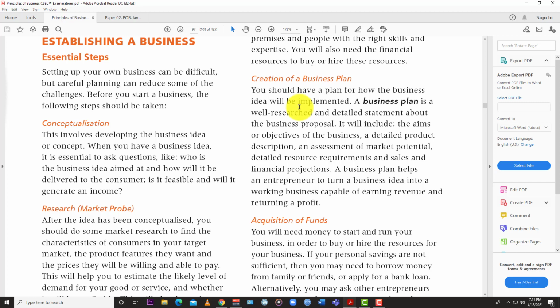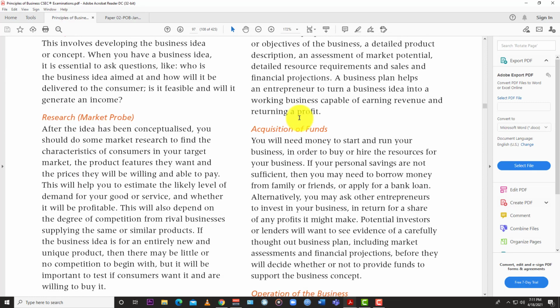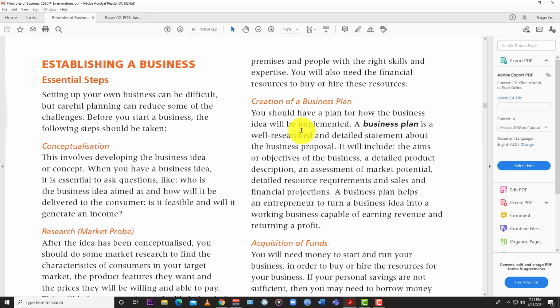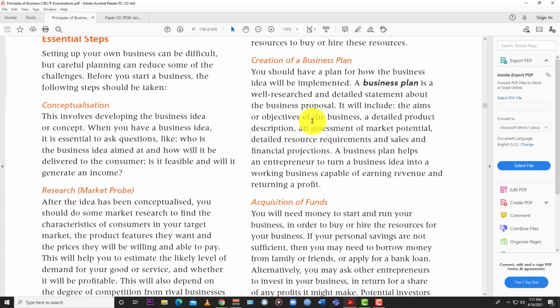Then you have creation of a business plan. So conceptualize, research, then you look at the identification of the resources, and now we are looking at creation of a business plan. You should have a plan for how the business idea will be implemented. A business plan is a well-researched and detailed statement about the business proposal. Again, we went in depth with a business plan, so find the video for that one and you'll be able to delve deeper.